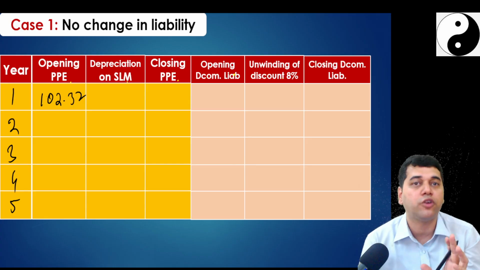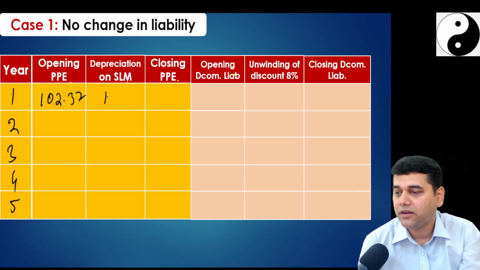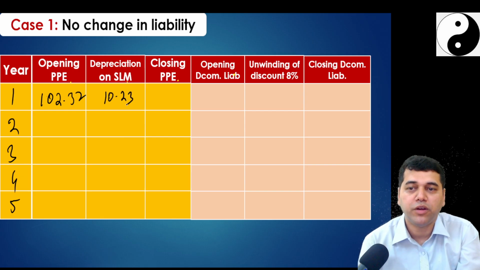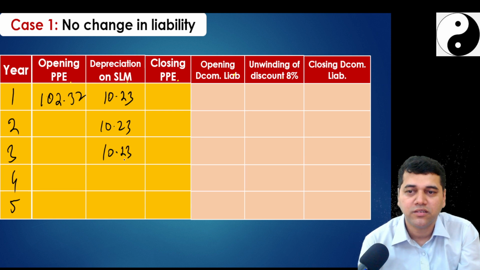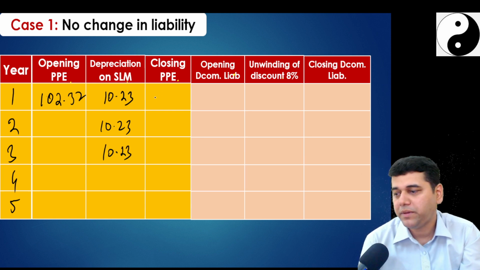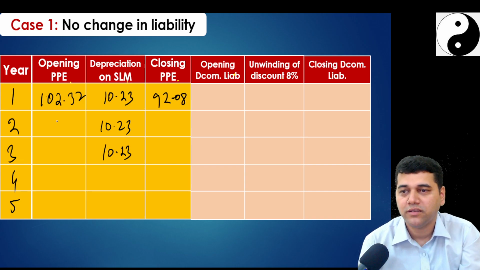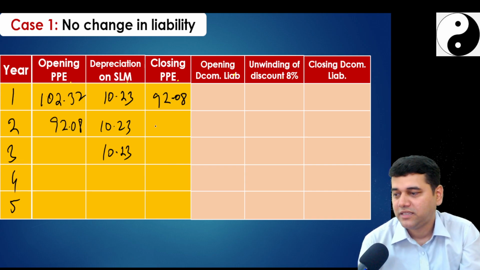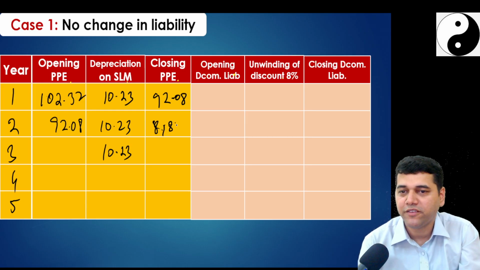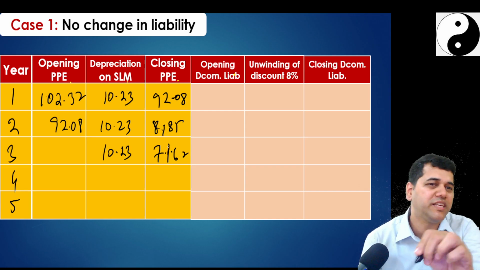You have to know that: is it part or is it not part? This is simple. How much? 10.23. Maybe in the last year you will adjust. Closing PPE 92.08. This will become 81.85. This will become 71.62. So you just write for 3 years.